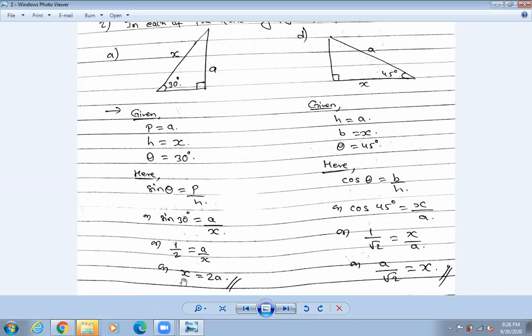Okay. So the value of X is 2A. So we got the value of X. In this way, we'll need to get the answer. So let us do this number also in a similar way.